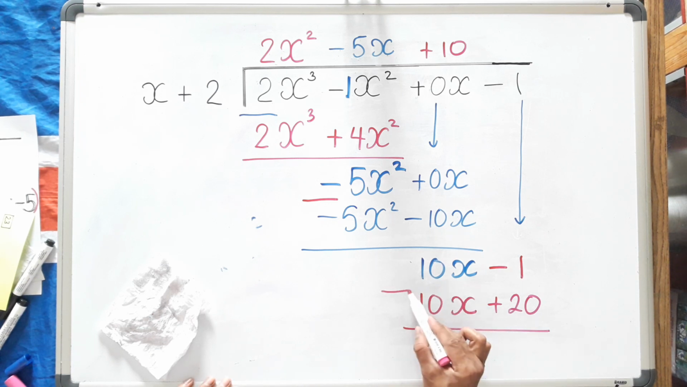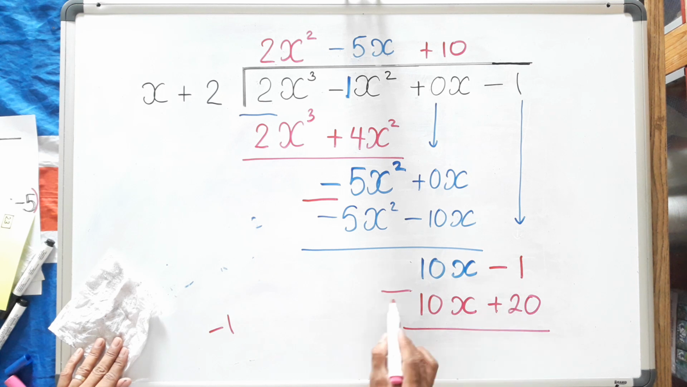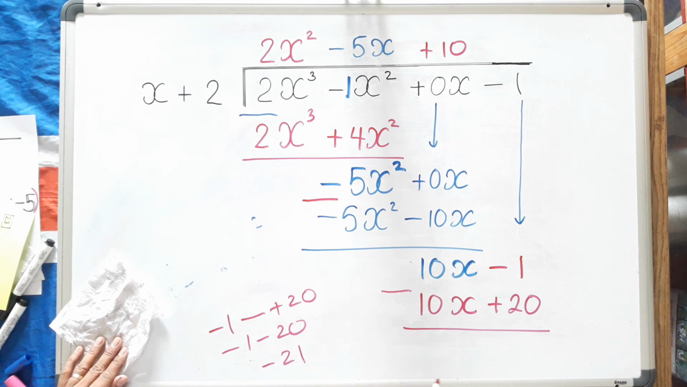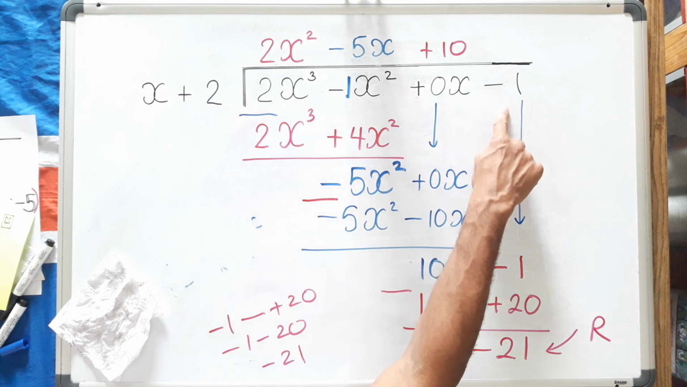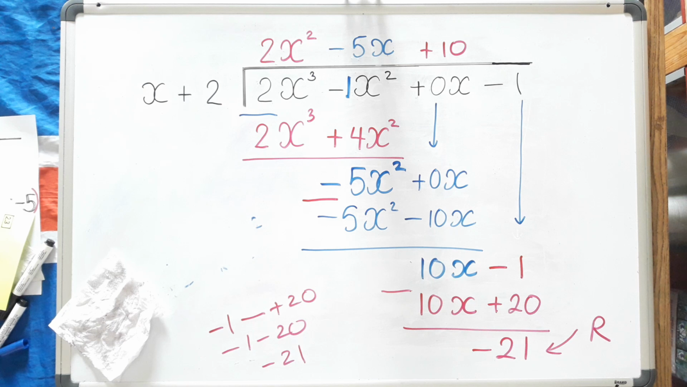Minus them. 10x minus 10x is 0. Minus 1 minus a positive is a minus, so it's minus 1 minus positive 20. Minus 1 minus 20 is minus 21. And that's our remainder for this question. Okay? So when we divide this cubic by x plus 2, we get this quadratic, but we get a remainder, which is minus 21.